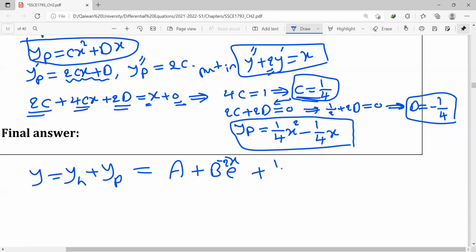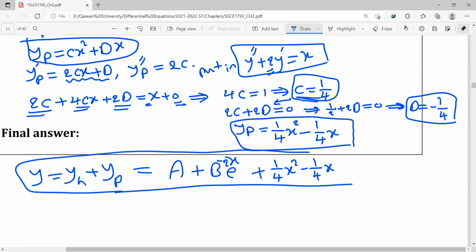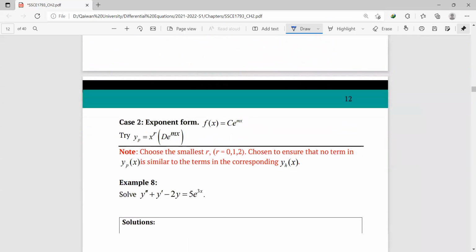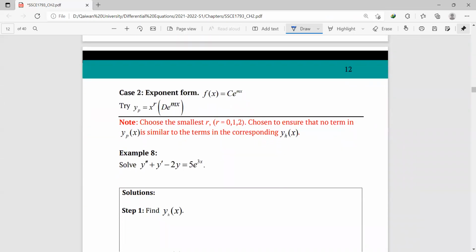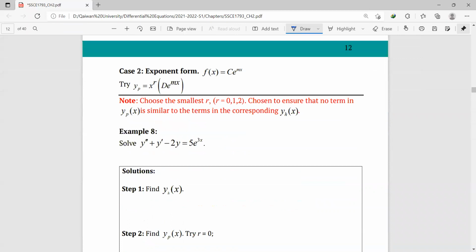Here we get 1/4 x squared minus 1/4 x. This is the solution: a plus b e to the power minus 2x plus 1/4 x squared minus 1/4 x. This is the solution for the differential equation. Okay. We'll take some more examples in the other cases, and it will be much easier.